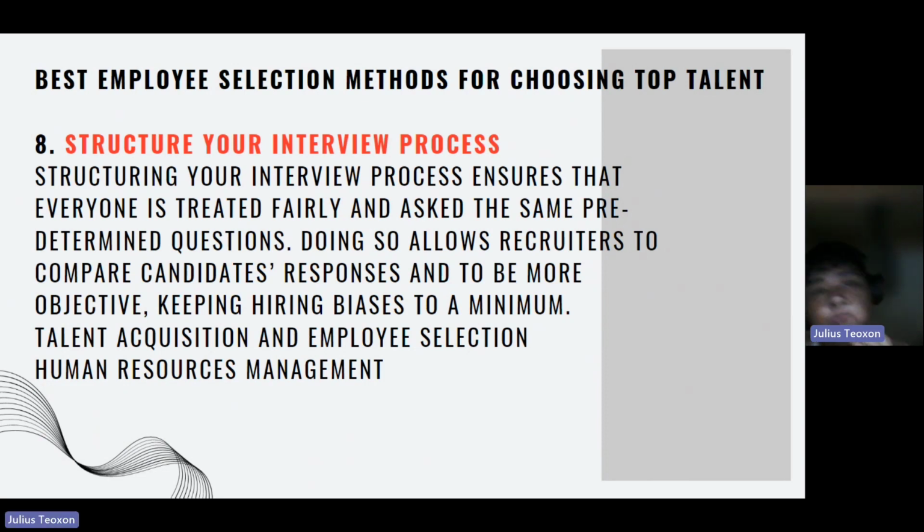When it comes to interviewing the candidates, it should not be biased, or should keep hiring biases to a minimum. And it has to be objective.